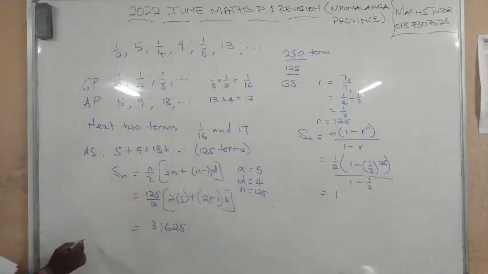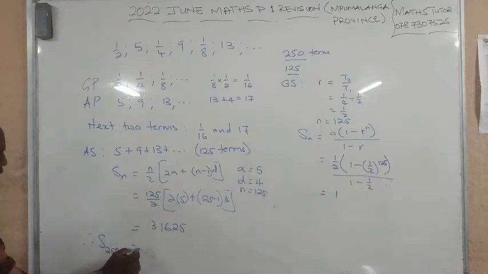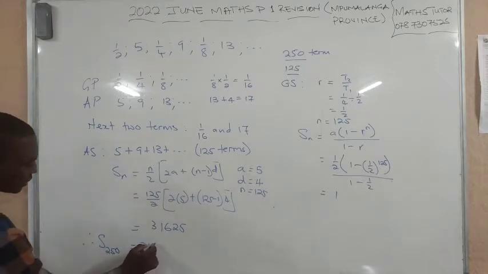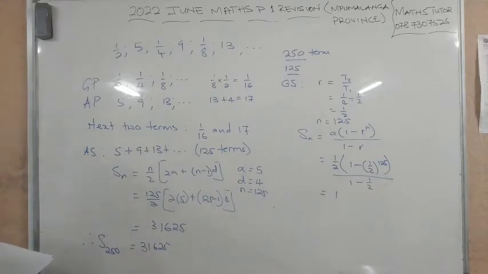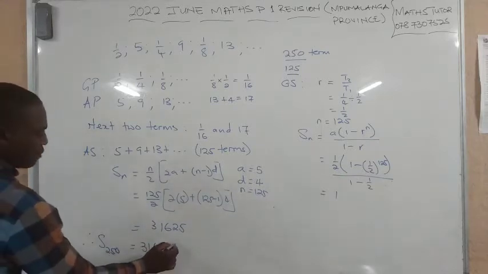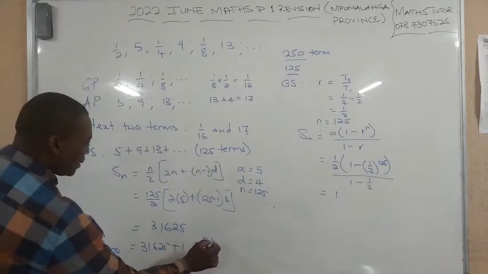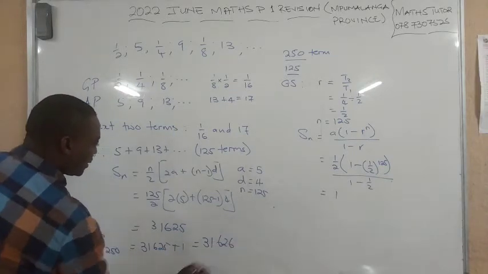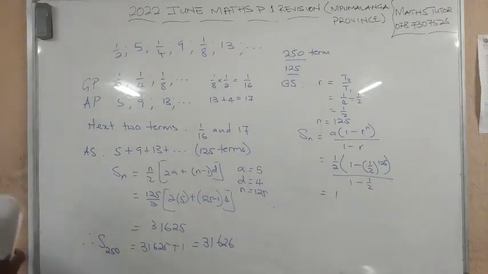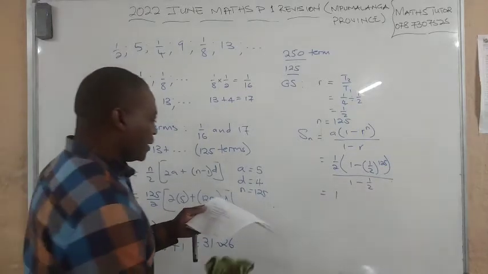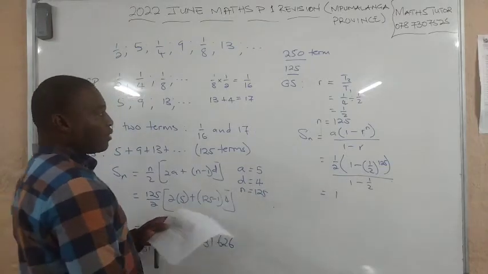31,625. So we are saying, therefore, the sum of 250 terms will be 31,625 plus 1, which will give us 31,626. So that is 2.1.2. Then 2.1.3, find the 80th term of the sequence.